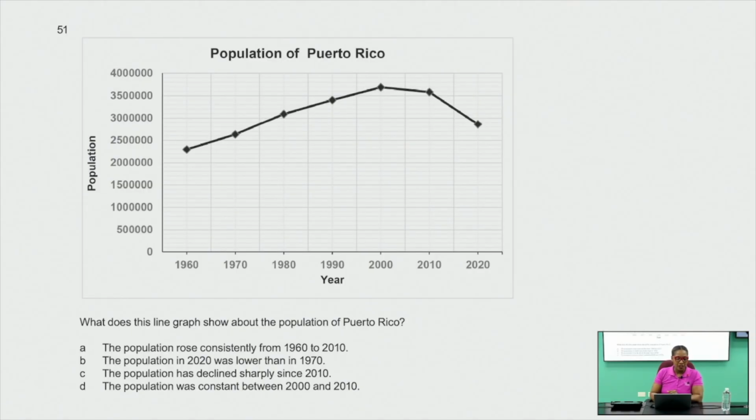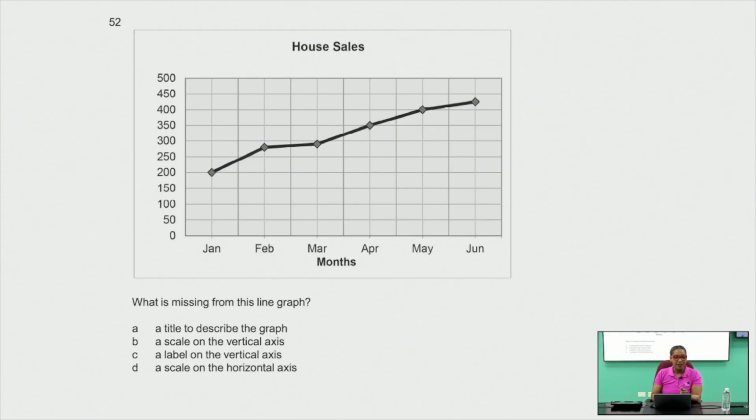And we're at another chart, and you're asked, what does this line graph show about the population of Puerto Rico? What does it show? So we're at 1960 and we end up at 2020. It shows that the population has declined sharply since 2010. All right, did I say 1920? 2020, I should have said. All right, so that's option C.